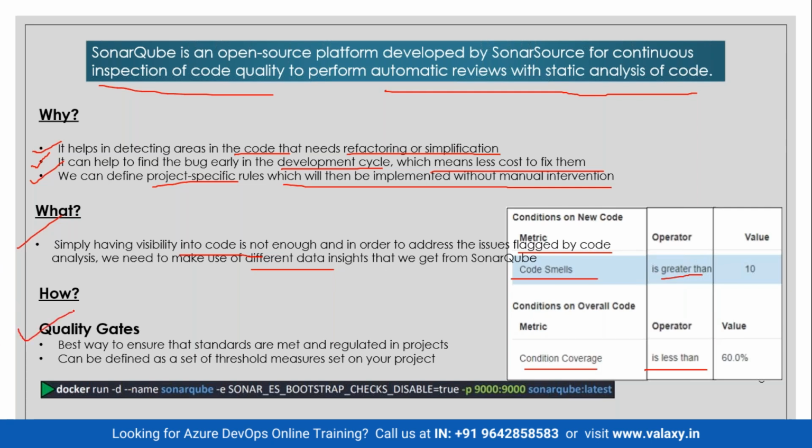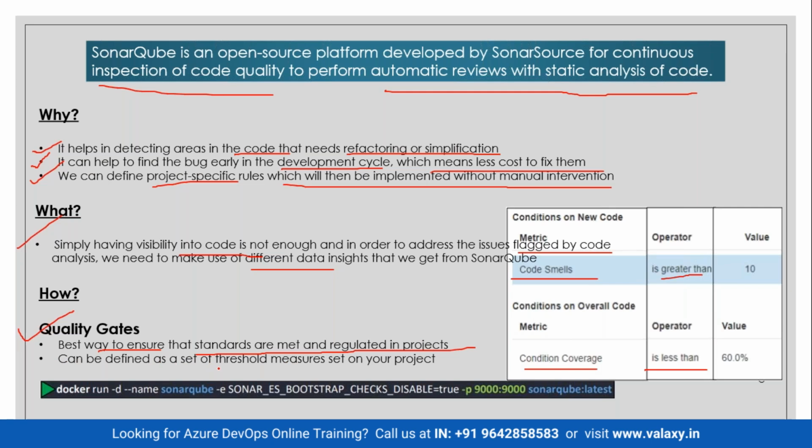Now, what are quality gates? A quality gate is the best way to ensure that the standards are met and regulated in the projects. So you are setting up standards. You can create your own custom quality gates and set up your own custom standards that your application code should follow. SonarQube makes sure that your developers are forced to follow those standards. They cannot bypass the standard. Once SonarQube is integrated with your pipelines, they will have to follow the standards, because if they don't, the pipeline will not proceed further. Your pipeline will fail and no artifacts will be generated. As simple as that.